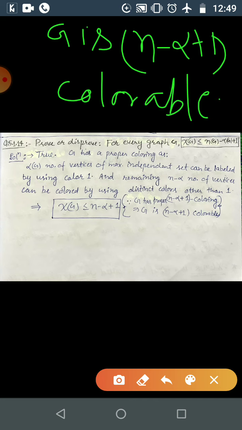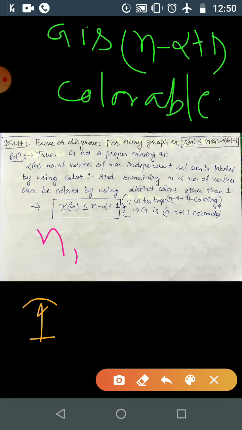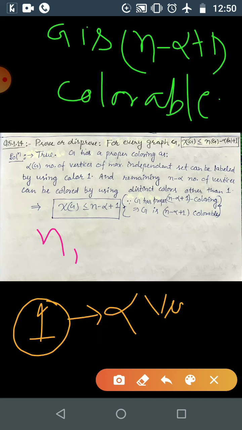Let G be a graph. The total number of vertices is n, and alpha denotes the number of independent vertices. So you can use one color, color number 1, to color all the alpha vertices. So alpha number of vertices are colored by the first color.